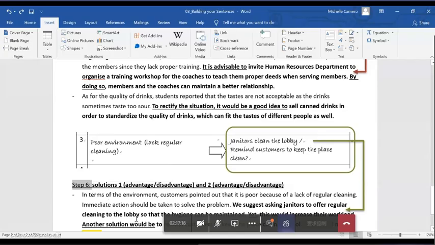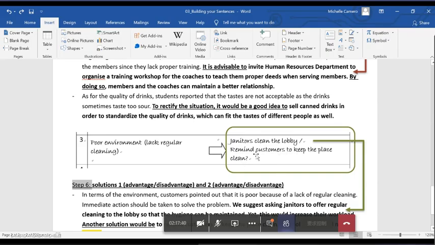Step 6 is not for all of the problems. You only use step 6 when you see the 2 solutions, okay? How do you know there are 2 solutions? Remember, you have to look for that forward slash and the question mark. When you see the forward slash and the question mark, you know there's 2 solutions. Solution 1. Janitors clean the lobby is solution 1. Remind customers to keep the place clean, that's solution 2.